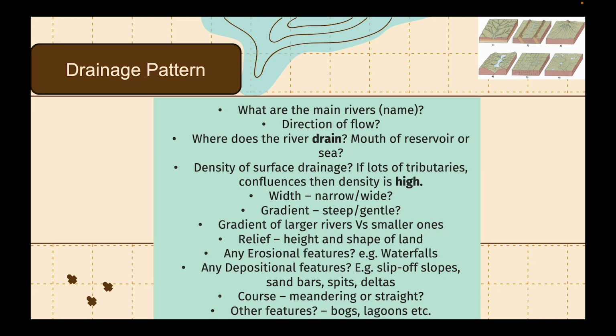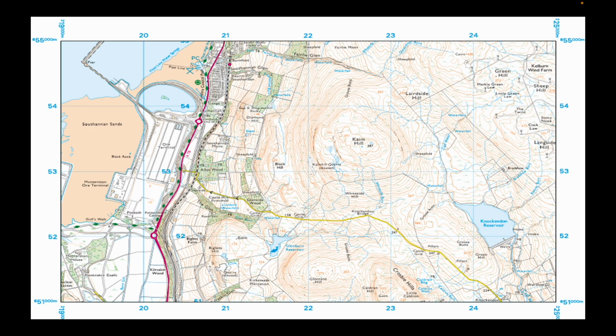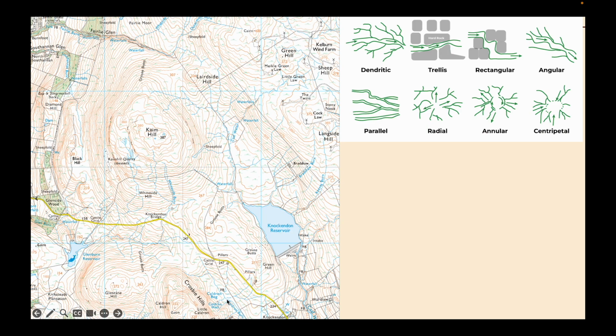Of course, any other features. You may see some bogs as well as lagoons within the map extract. Okay, so here's the overall extract. The question was describing the drainage pattern east of Easting 21. So of course this is west. Everything east from this vertical line here. So I've zoomed in on here.